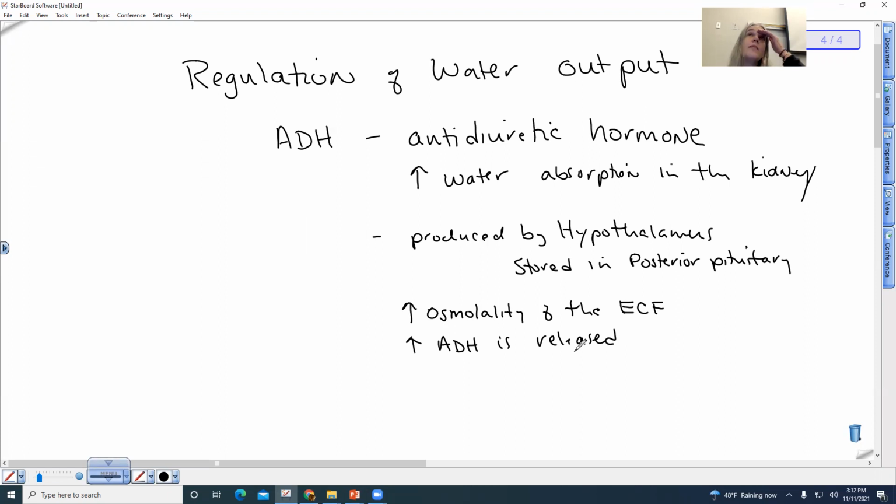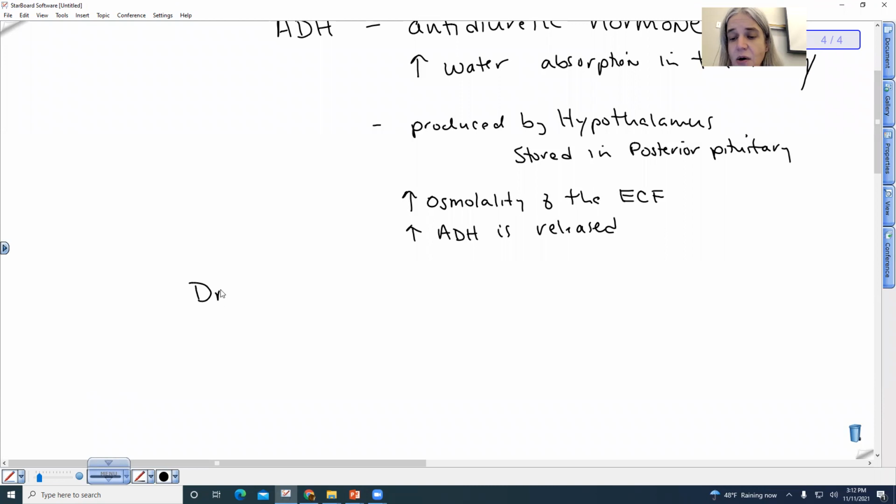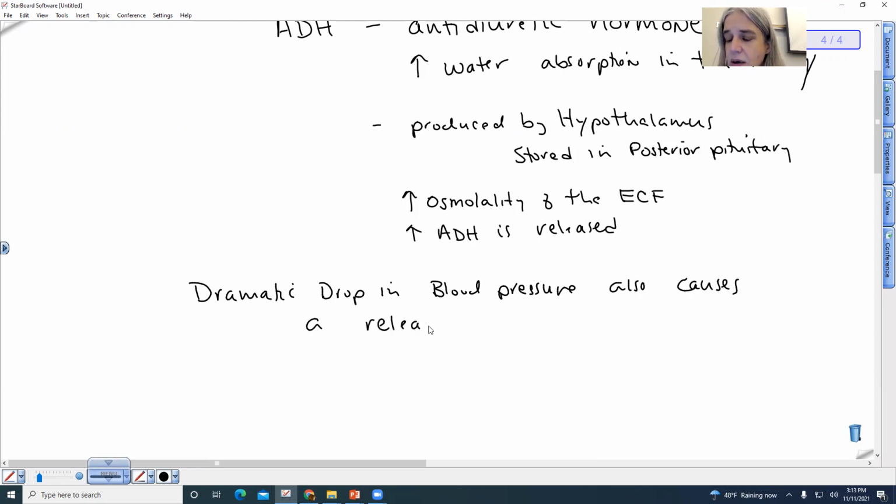Now, we also have a problem when we lose water really quickly because it can influence our blood pressure. And so you could also get ADH being released if there is a dramatic drop in blood pressure. So a dramatic drop in blood pressure also causes a release of ADH. So why might we have this?